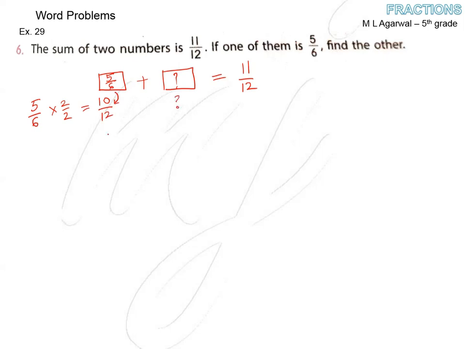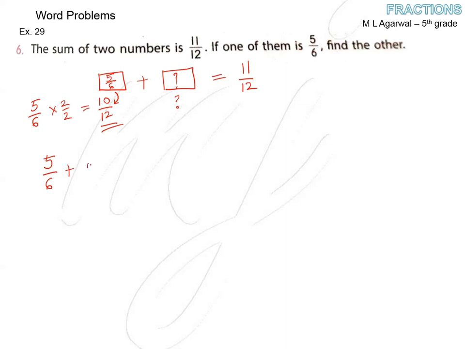Now I know 10 upon 12 and 11 upon 12. So what will I add in this like fraction to get me 11 upon 12? Simple. I will add 1 upon 12. Correct? 10 plus 1 becomes 11 and the denominator remains the same. So my answer is 1 upon 12. Very simple to find out if we do the like fractions. The other way is, I have 5 upon 6 here. And plus, let this be the other number.